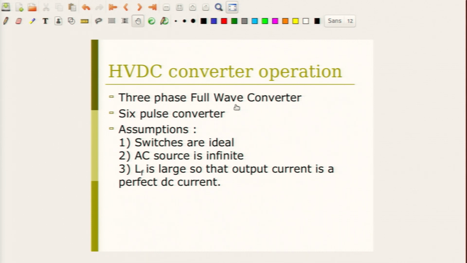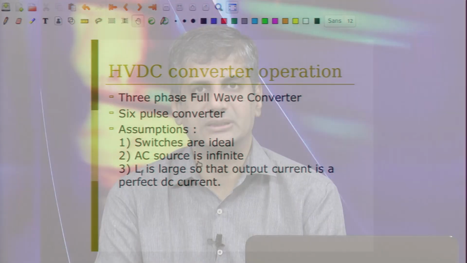It is also called a 6-pulse converter. The switches are ideal; we treat them as on-off switches. The AC source is infinite. The more appropriate way of saying it is that the source impedance is zero, so it is a good voltage source. There is no drop across it when a current flows through it. We assume it is an ideal voltage source.